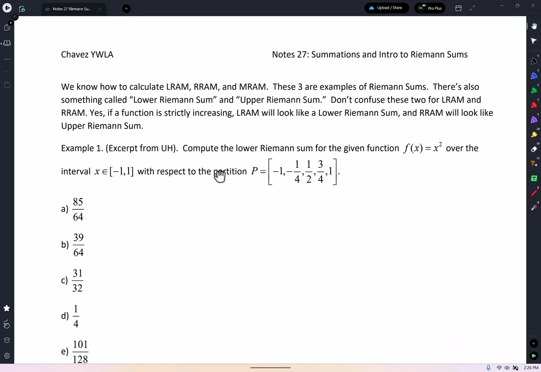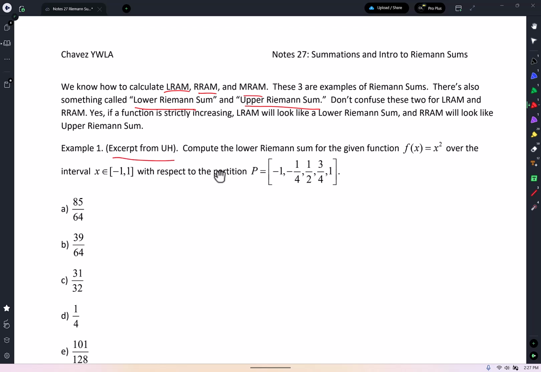So we've already done LRAM, RRAM, and MRAM. Now we're going to talk about lower Riemann sum and upper Riemann sum. Okay, relax. This is not tested on the AP exam, but it is tested for universities. So that's why I'm bringing this up.